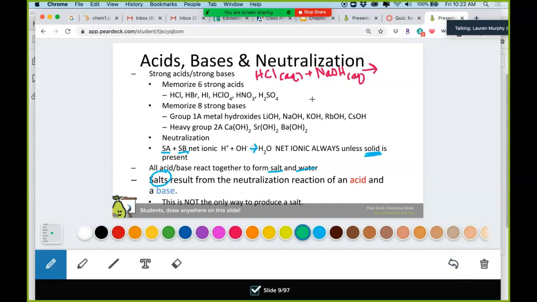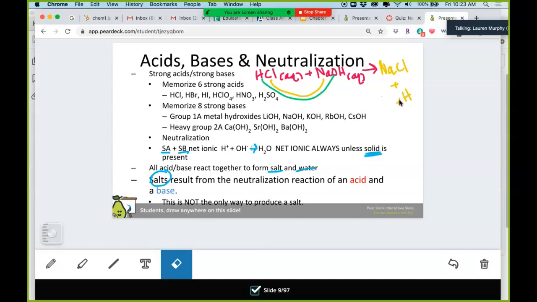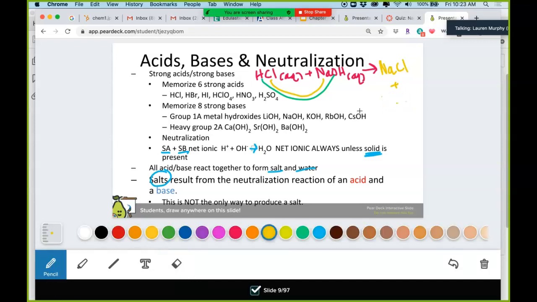Now, it will double replace the way you think. The H will go with the OH, and the Na will go with the Cl. So I make Na plus 1, Cl minus 1, and I make HOH. Well, HOH is H2O, so this is water. So I'm going to erase that real quick because I'm going to write it as H2O. But HOH is water. And then you need to balance. 2 hydrogens, 1 chlorine, 1 sodium, 1 oxygen, 1 oxygen. So everything is 1 to 1 to 1 to 1.